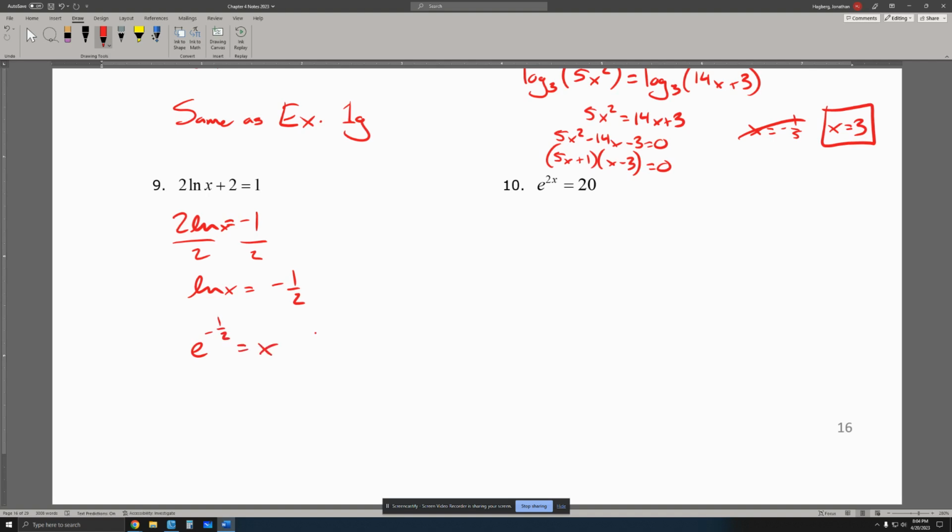Okay, so this is equal to 1 over e to the positive 1/2, or 1 over the square root of e, which, if we rationalize this, is root e over e. Okay, the square root of e over e, e is a positive number, so the square root is also positive, and then divided by a positive is positive. So this is a solution.